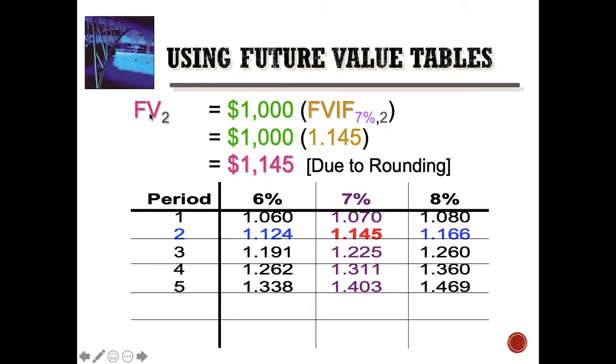Here, future value 2 is 1,000. This is the example of the solution: 1,000, or P0, multiplied by FVIF 7%, year 2, which is 1.145. So 1,000 multiplied by 1.145 is 1,145.